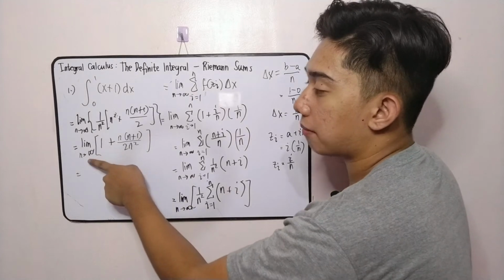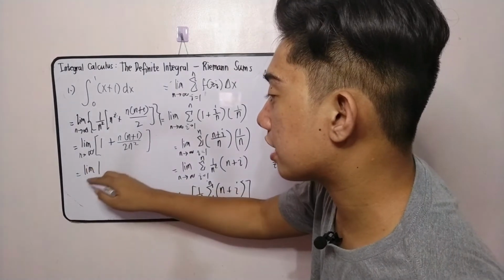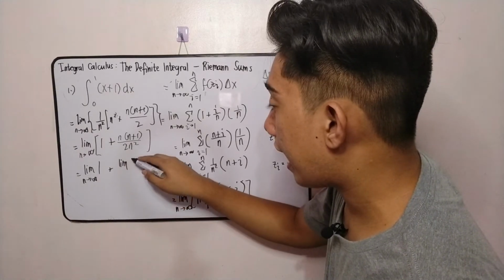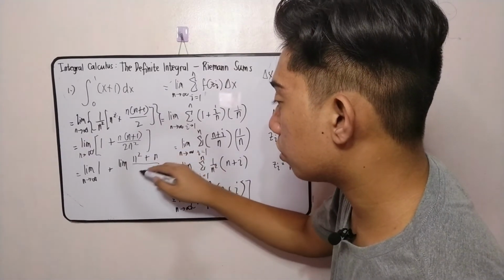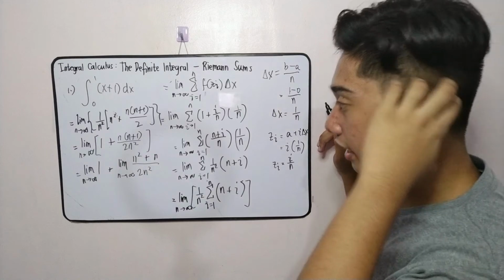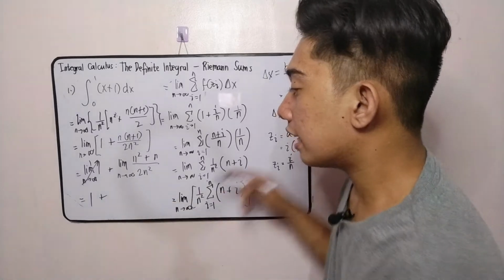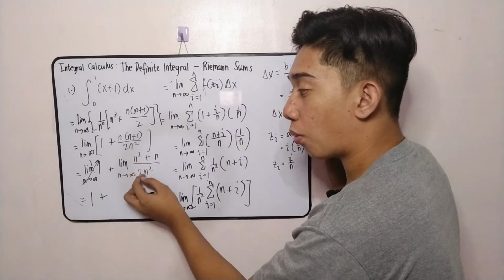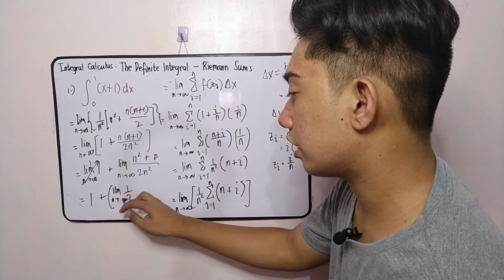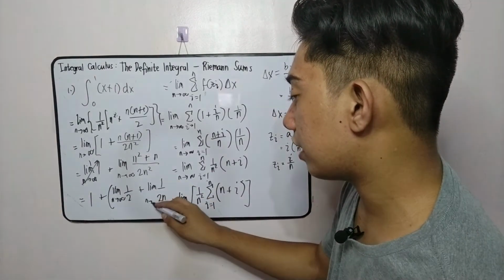Next, remember, we can also distribute the limits. So, let's distribute the limits. The limit of 1 as n approaches infinity, and the limit of (n squared plus n) all over 2n squared as n approaches infinity. What happens here is that the limit of a constant is 1. So, therefore, this is 1 plus, and take note, we can separate this. What remains is 1/2. So, this becomes the limit of 1/2 as n approaches infinity plus the limit of 1 over 2n as n approaches infinity.